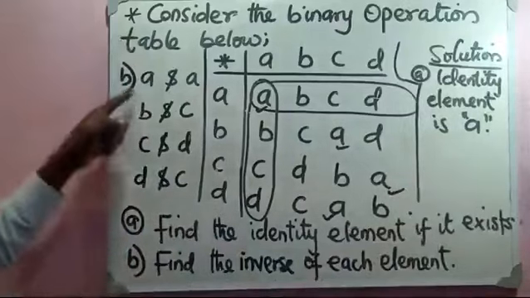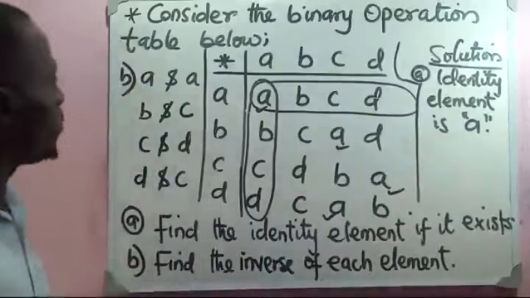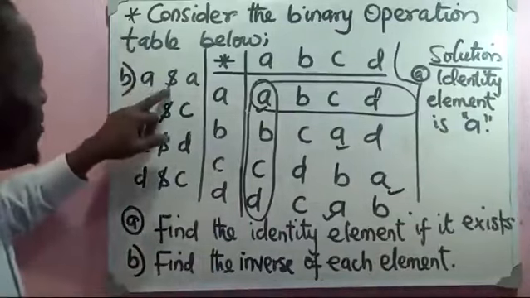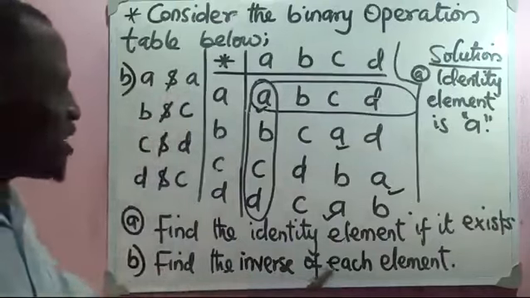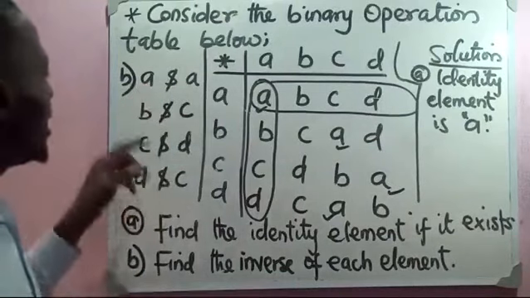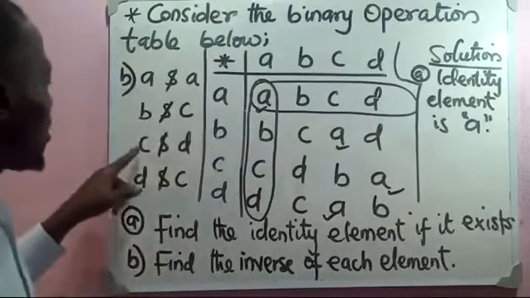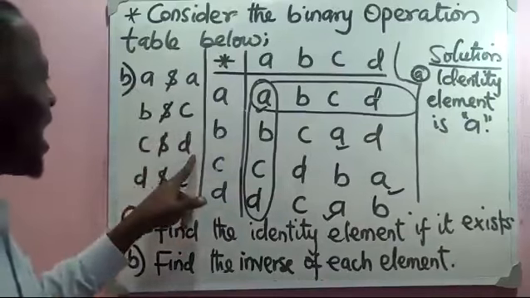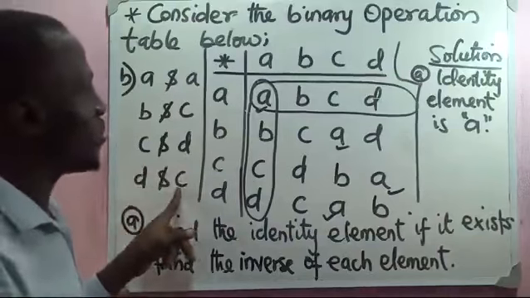What it simply means is that A is the inverse of A. Did you get that? Find the inverse of each element. So the inverse of A is A. The inverse of B is C. The inverse of C is D. And the inverse of D is also what? C. Did you get that?